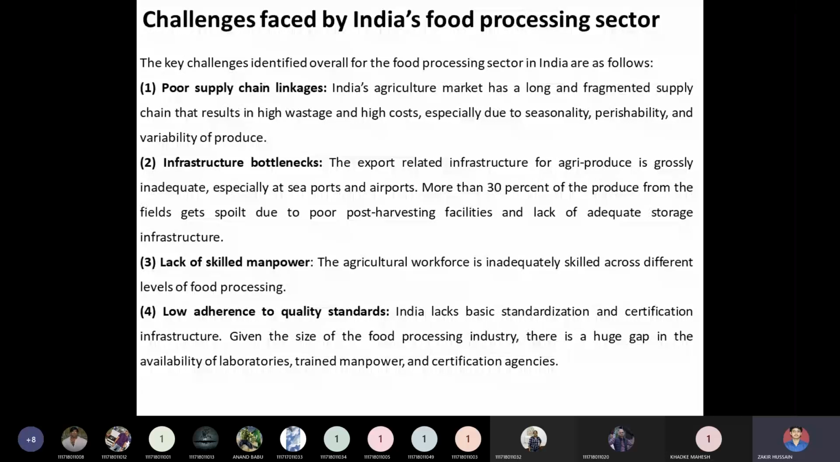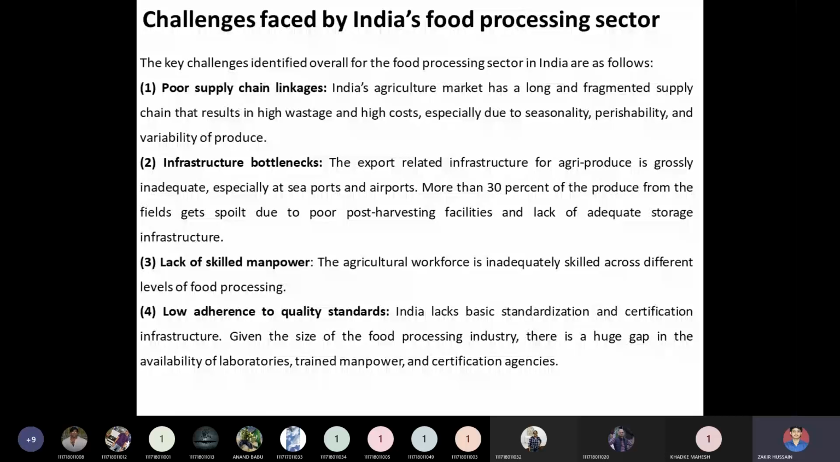The next problem is infrastructure bottleneck. We don't have adequate infrastructure to store the food harvest, like cold storage. The export related infrastructure for agricultural produce is grossly inadequate, especially at seaports and airports. More than 30% of the produce from the fields gets spoiled due to poor post-harvesting facilities and lack of adequate storage infrastructure.